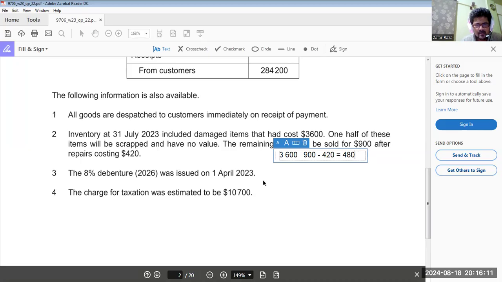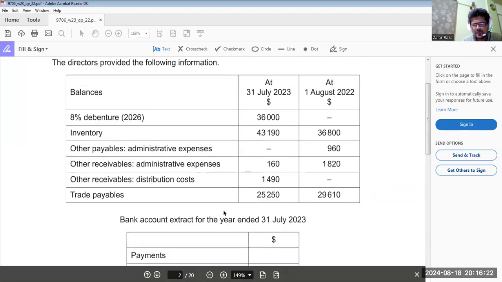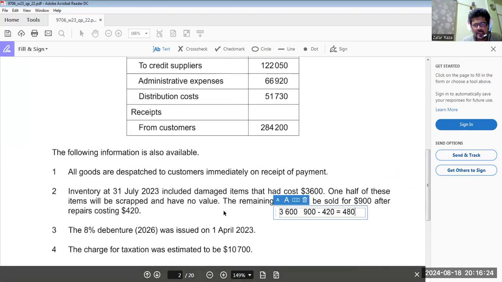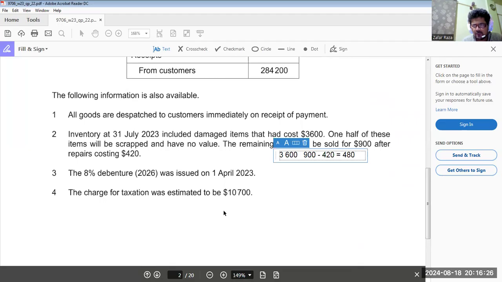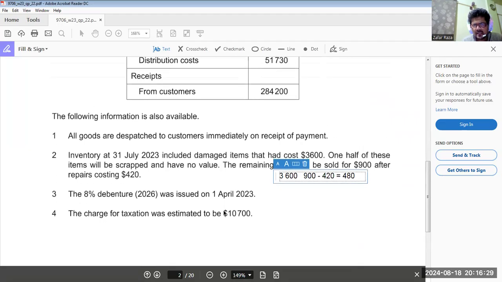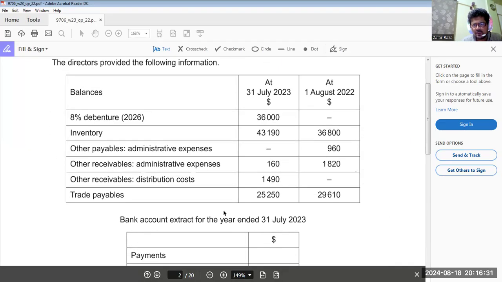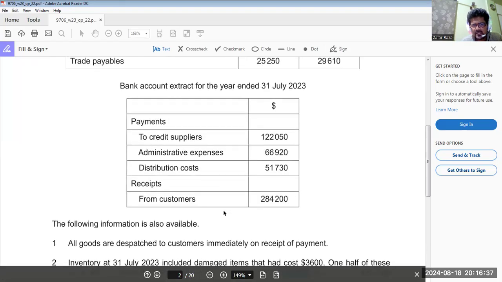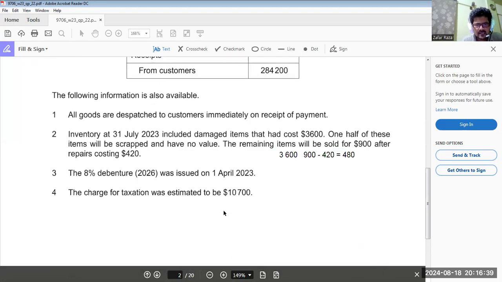Debentures were issued on 1st April, so we have to calculate interest on debentures at 8%. But it was not issued on 1st August 2020, but in April: April, May, June, July. So we have to take 4 months of interest on debentures. The charge for taxation was 10,700.